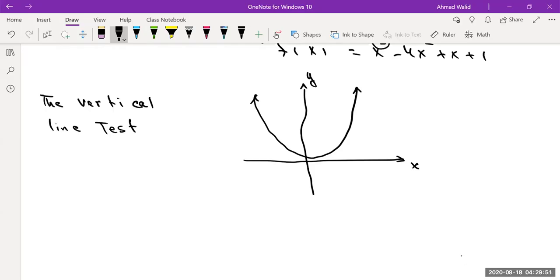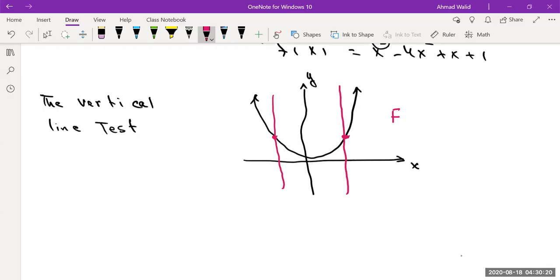What does it mean? It means draw a vertical line in different parts of your graph and check if your vertical line intersects the graph only once, only and only once. That graph represents a function. You see, I draw a line here, it only intersects once.